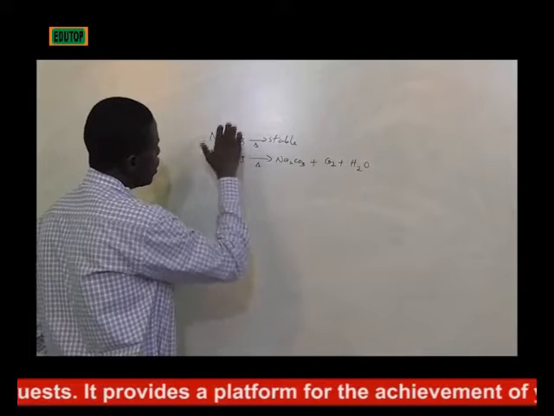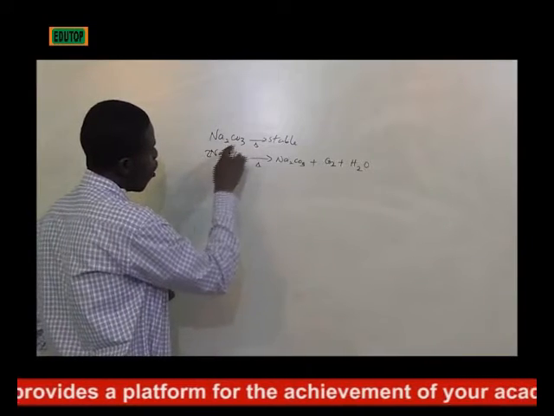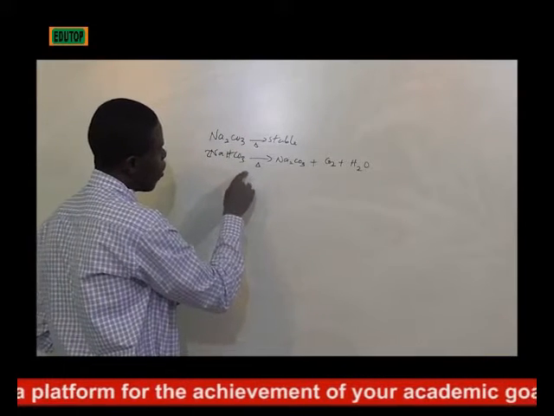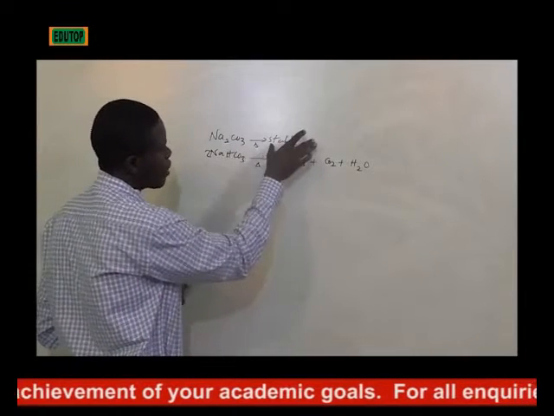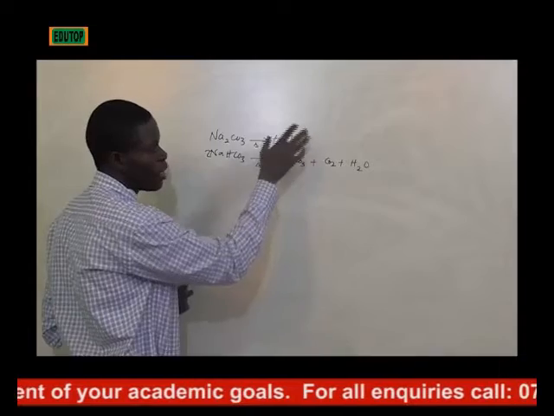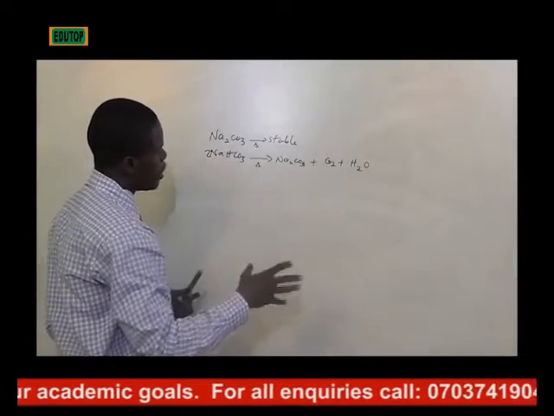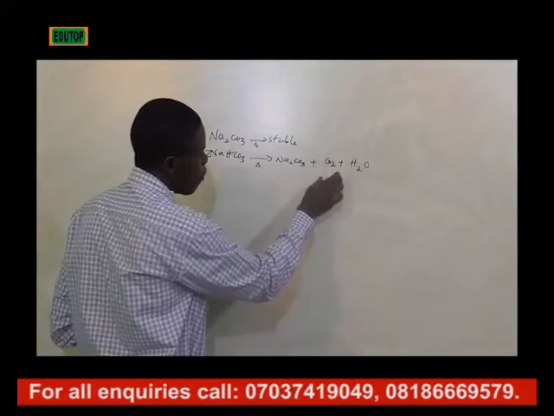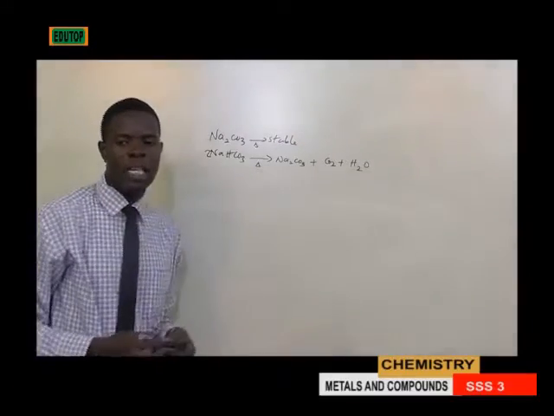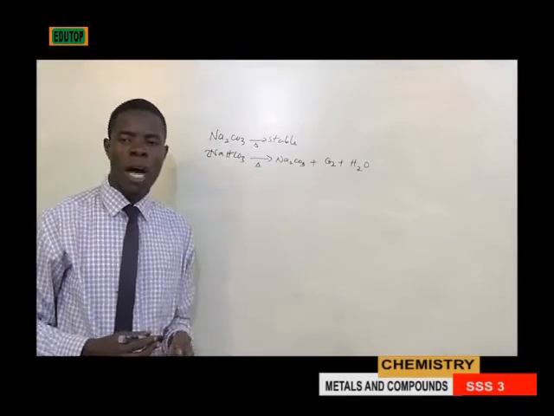So the difference between sodium trioxocarbonate(IV) and sodium hydrogen trioxocarbonate(IV) is that sodium trioxocarbonate(IV) is stable to heat. That is, it does not decompose on heating. While this decomposes to sodium trioxocarbonate(IV), carbon(IV) oxide, and water. That is the answer to question number 1.